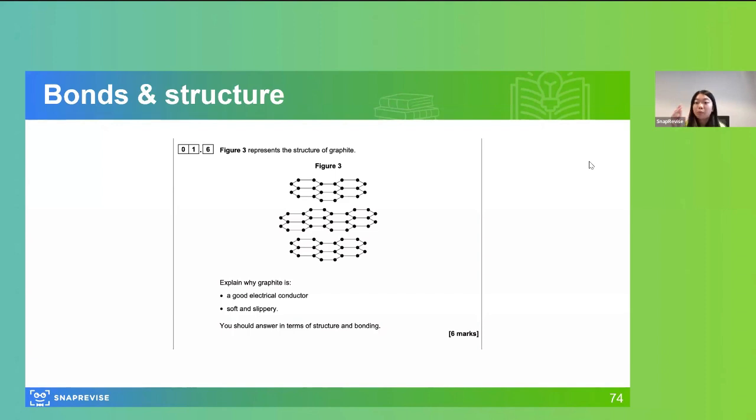Between the sheets are weak intermolecular forces. Because they have weak intermolecular forces and they're sheets, layers of graphite, they can slide over each other. The key word really is just sliding over each other. These sheets can slide over each other, and because they can slide over each other, that makes them soft and slippery. So that's kind of the first part I want to talk about.